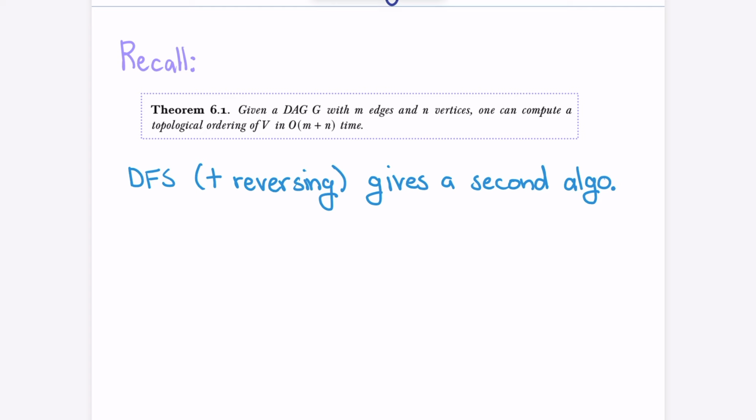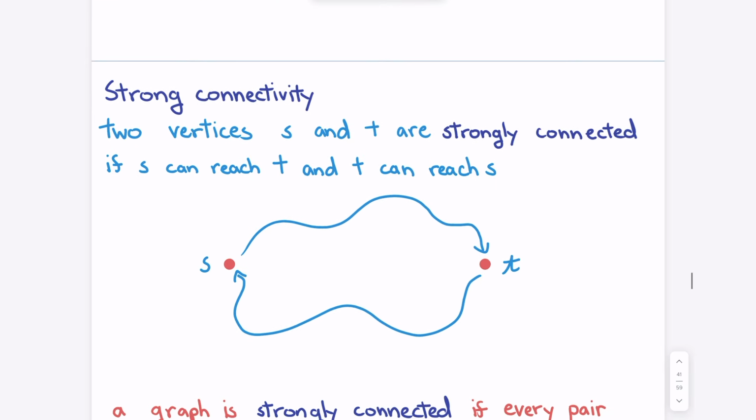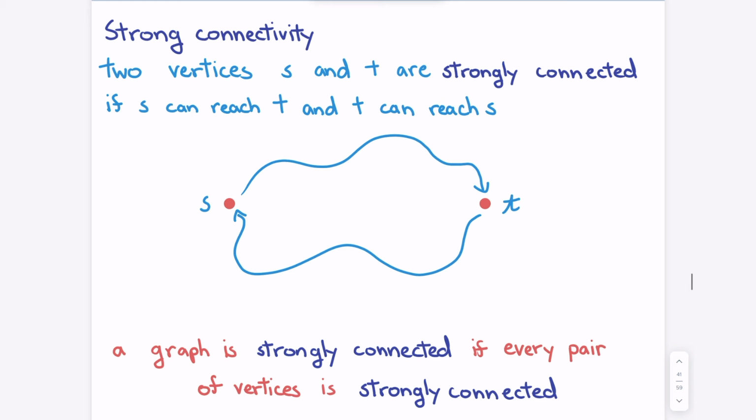So you can run DFS and reverse your output or reverse your input, and you can get another topological order. So now we have two algorithms. Good. Sorry, I feel like this lecture is not. Anyway, let me introduce some.